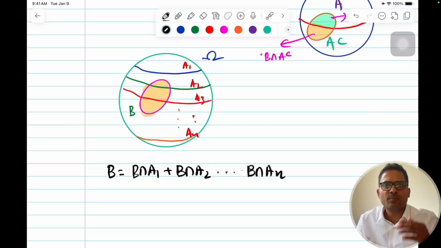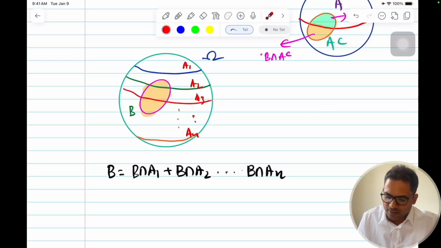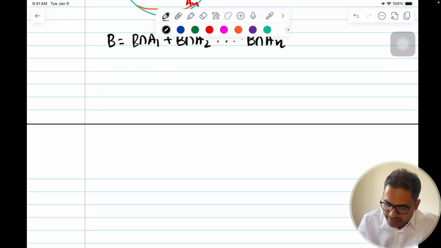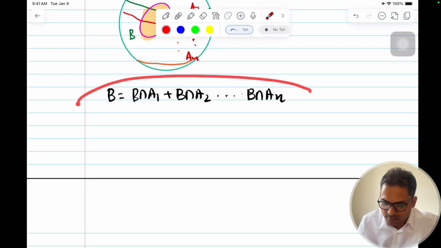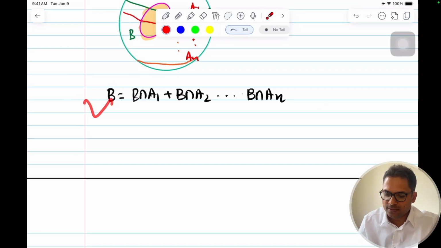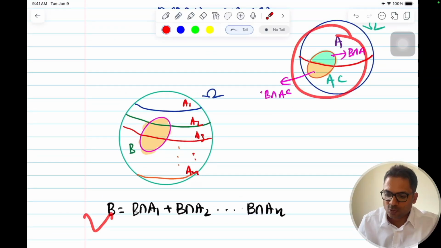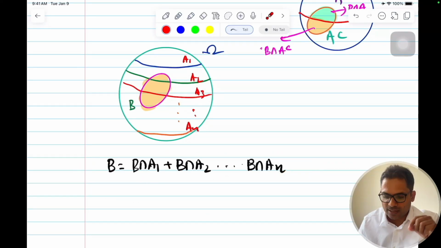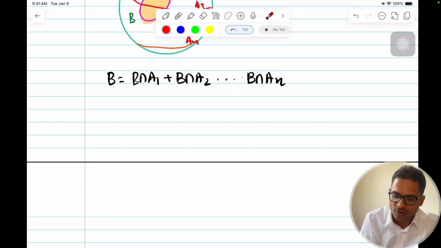These are the n parts, and my intersection of B with each of the parts. Okay, and finally if I sum them up, it will give me the total probability of B. And this is called the law of total probability. Whatever you have understood now, how to calculate the total probability of B, first using the two parts of A and A complement and then generalizing it to n parts, this has got a name and it's called the law of total probability.